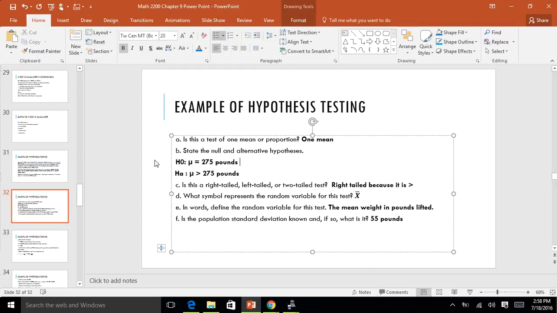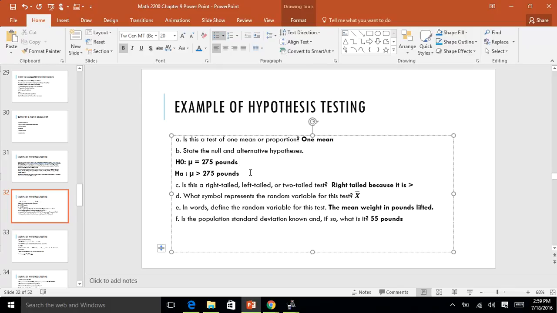Now it says state the null and the alternative hypotheses. Well, again, it said the mean is greater than 275 pounds. So I'm going to put in my alternative hypothesis, the mean is greater than 275 pounds. My null is the mean is equal to 275 pounds. The reason I did that is it didn't tell me anything about less than, so I'm just going to put equals.